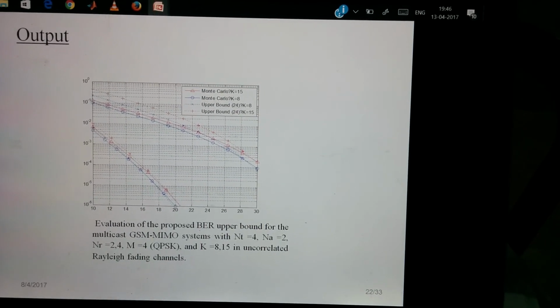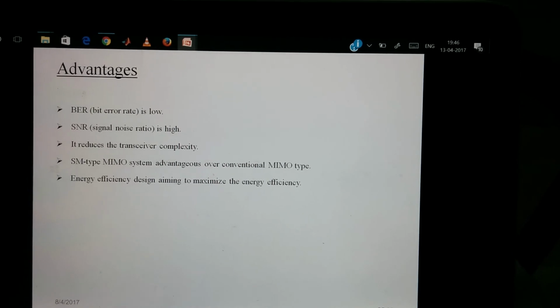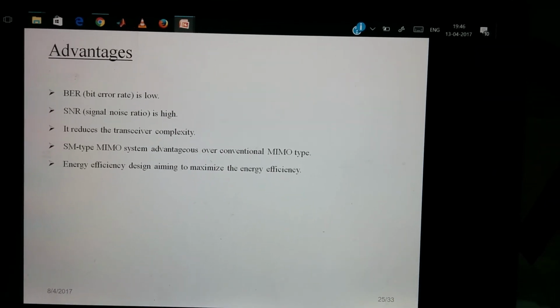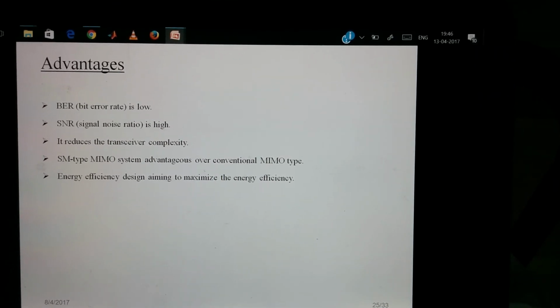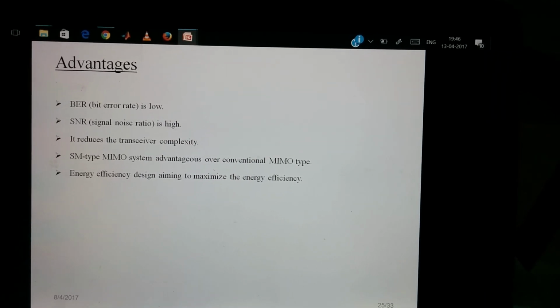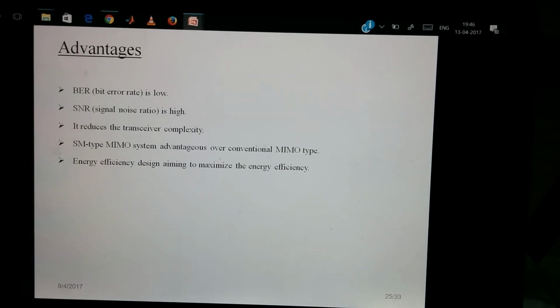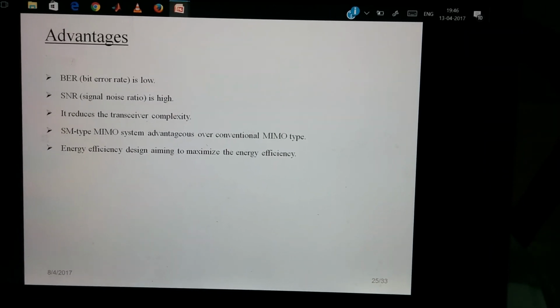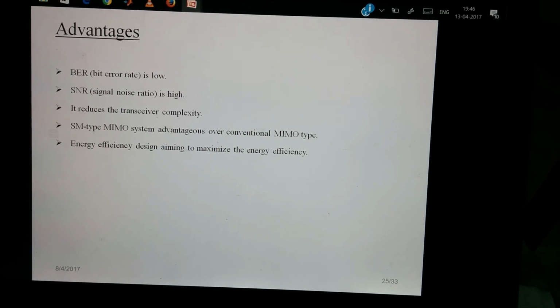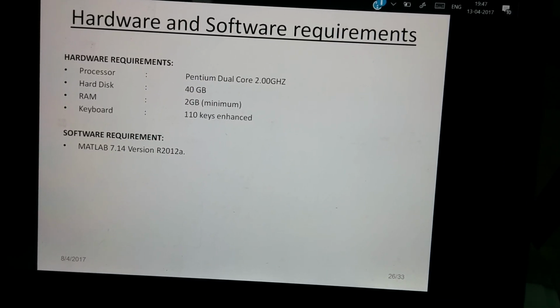Hereby I conclude that the advantages of this project are mainly that BER will be automatically low, as along with that SNR is automatically high, and it reduces the transceiver complexity due to the presence of multicast systems, and the SM type MIMO system has advantages over the conventional MIMO type, with an energy efficiency design aiming to maximize the energy efficiency.